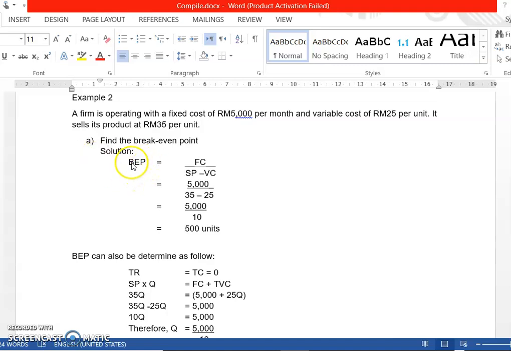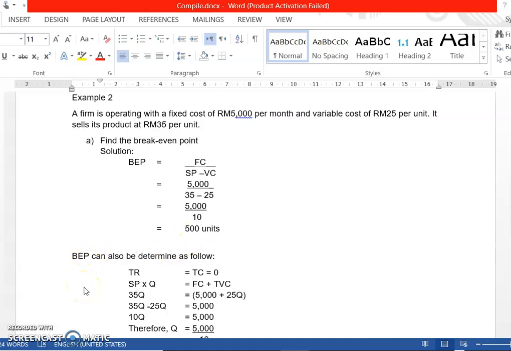So how to calculate BEP here? Fixed cost divided by selling price minus variable cost. In this case, we have 5,000 divided by 35 ringgit minus the variable cost of 25 ringgit. So here we have 500 units for the break-even point. At the break-even point, you are not losing and you are not gaining profits.